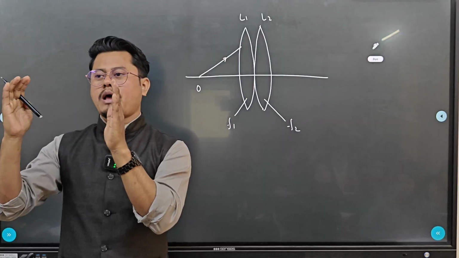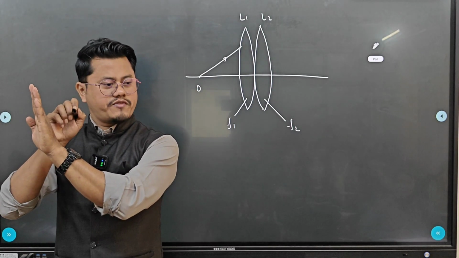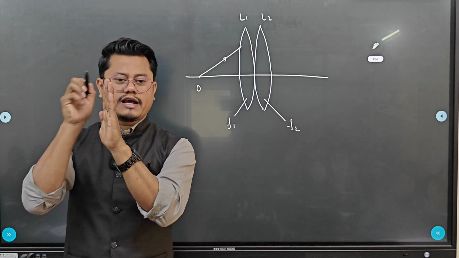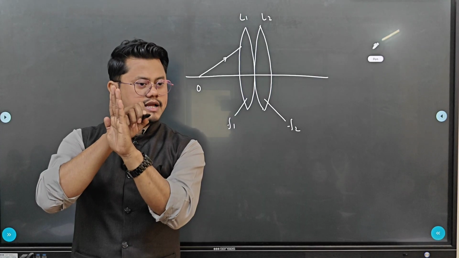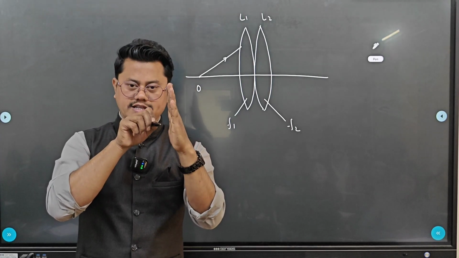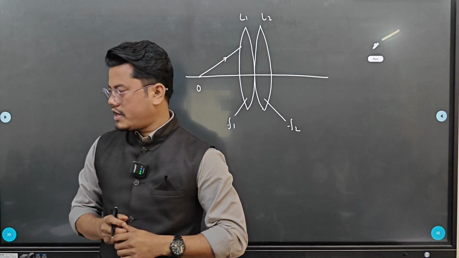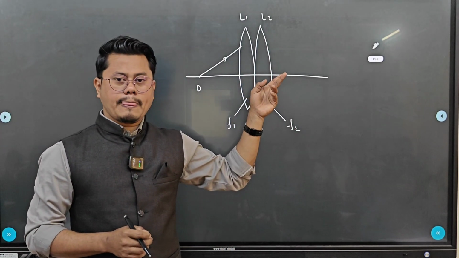In this way, what will happen if I place three lenses? For the first lens, whatever image we get, that image will be acting as a virtual object for the second lens. Again, I'll be getting an image from the second lens, that will be acting as a virtual object for the third lens. And the final image will be obtained after the third lens. Are you getting it? So I can use the lens formula for each lens, but I'm not going into the derivation.